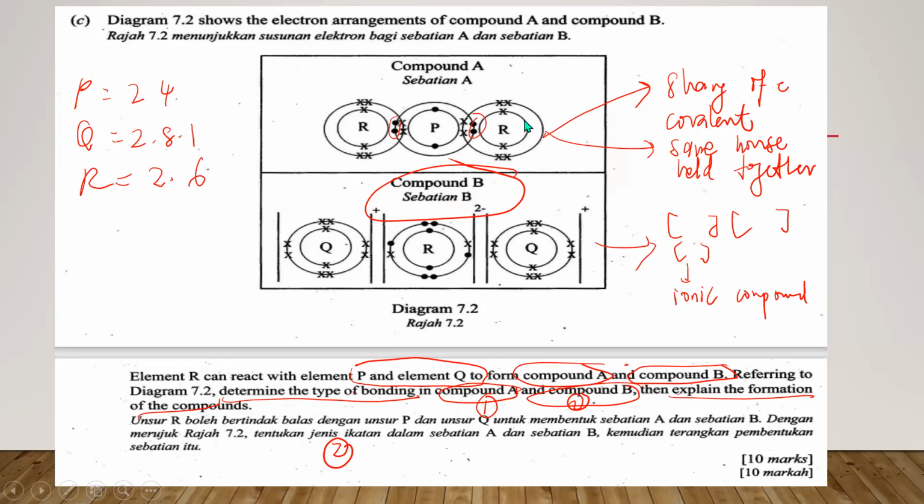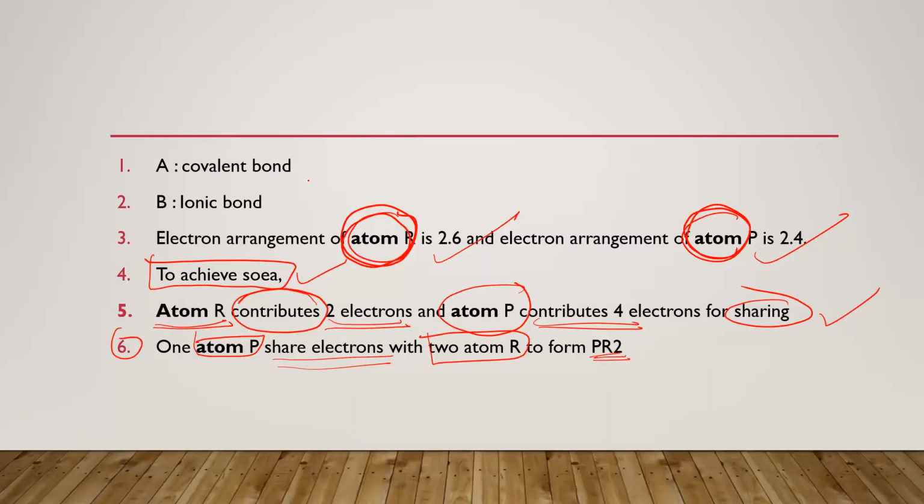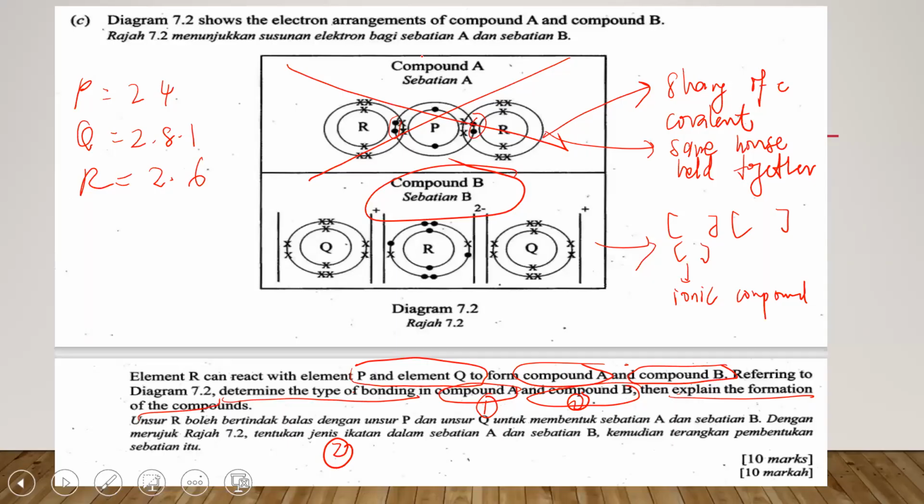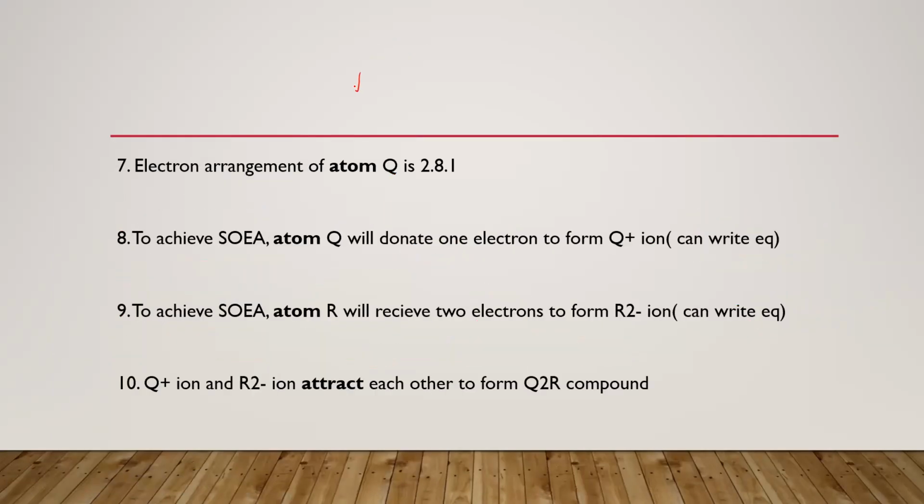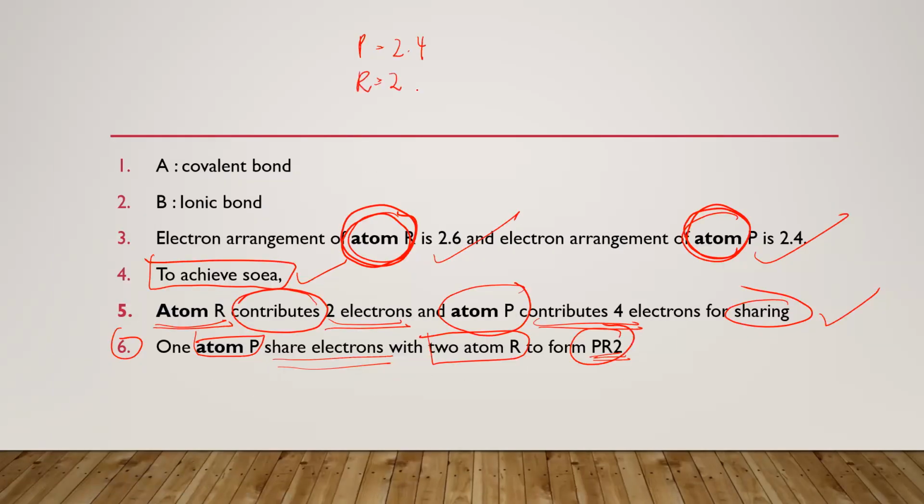I want to ask you, if they did not give me this diagram, how would you know that I'm going to get PR2? Who can teach me, or who can teach your class? You know that P is 2.4 and R is 2.6. Who can tell me how on earth did I get PR2? In a covalent compound, how did I get the chemical formula?